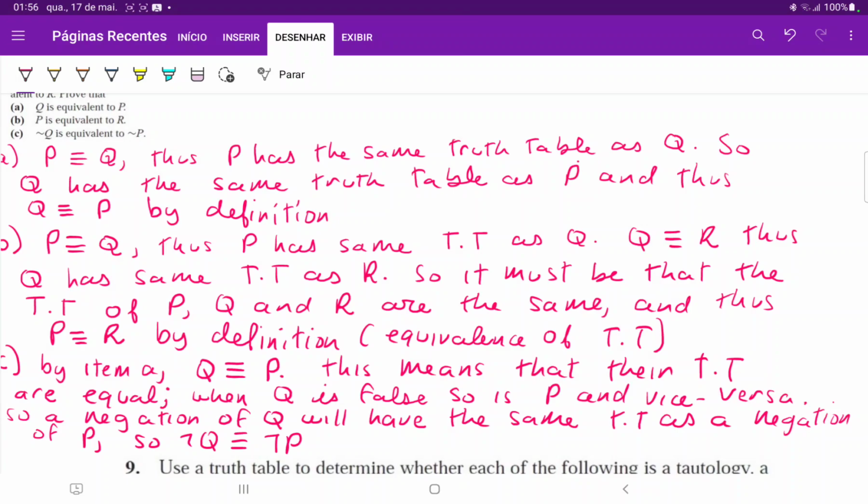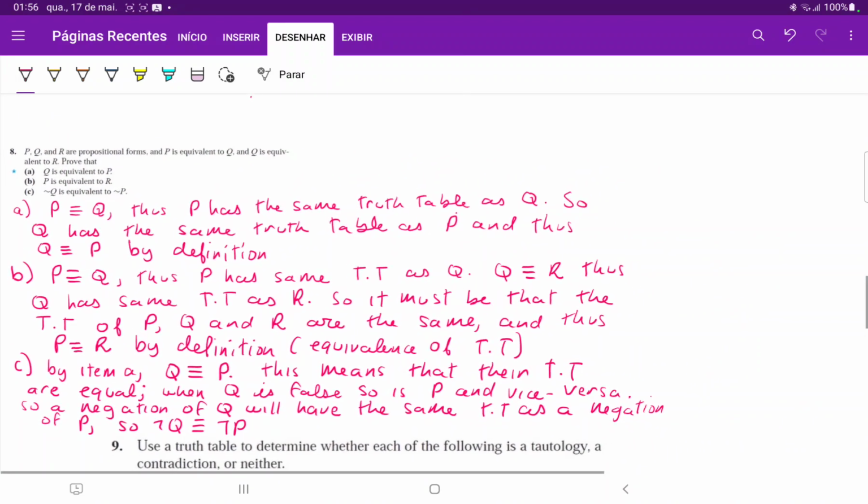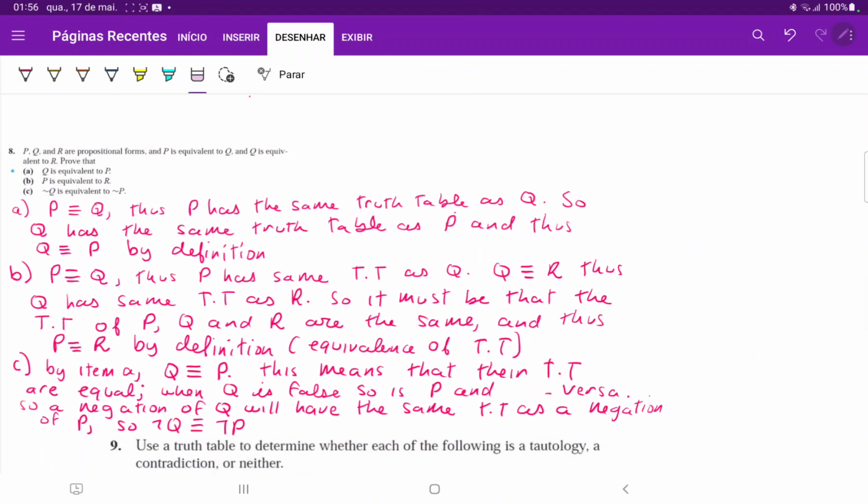And actually, this vice versa, I meant that when Q is false, so is P, and when Q is true, so is P. So maybe I'll add this just to leave no stone unturned. When Q is false, so is P, and when Q is true, so is P. So all we did here was we just established line by line equivalence. So then when we negate Q, we'll have the same effect as negating P. So they're the same.